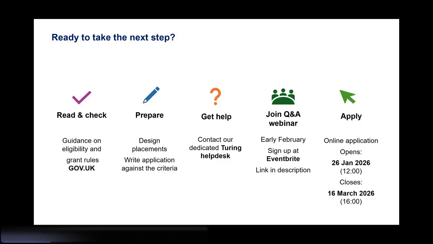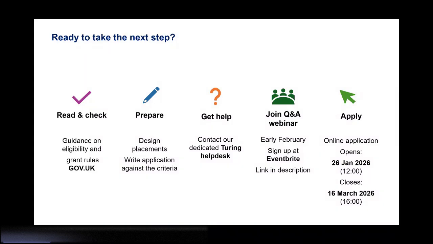We'll provide details for signing up to Eventbrite for the webinar that relates to your sector, and that will give you the opportunity to come to us with specific questions during that live event. We'll also place recordings of those available subsequently. After that, you need to prepare your placements and draft your application against the criteria covered in the guidance. When you're ready, you apply online.